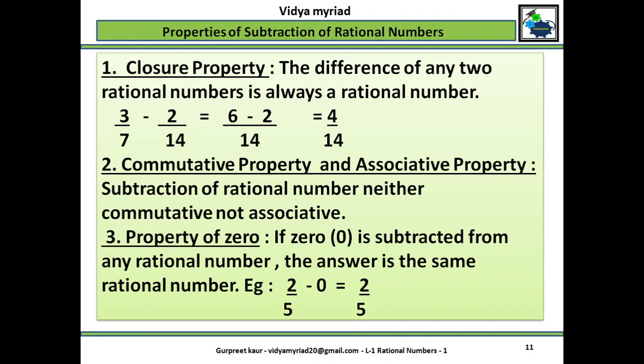Then property of 0. Now, if I subtract 0 from any rational number, in that case also, my answer will be the same rational number. For example, 2 upon 5 minus 0 will remain as 2 upon 5.